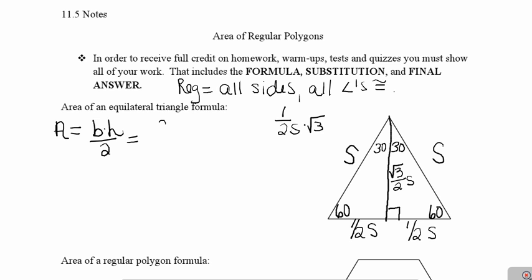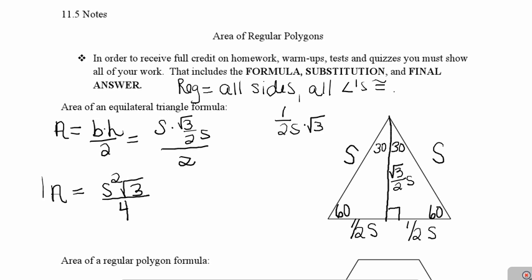So the base is equal to S, the height is equal to the square root of 3 over 2 S, and then all of that is divided by 2. Now, if I were to clean up that formula, I know that S times S is equal to S squared, and then I have the square root of 3, and that's all over 2, and then if I divide that by 2 again, I get 4 on the bottom. So this is our formula for calculating the area of an equilateral triangle if we are given the side.